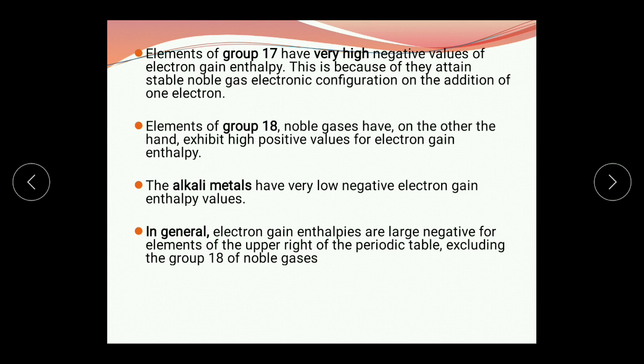So they have large negative values, because these are the elements in which the outermost shell requires either 1 or 2 or 3 electrons, and they are eager to accept those electrons. Hence, a large amount of energy is released by the addition of electrons, and hence they have large negative values.